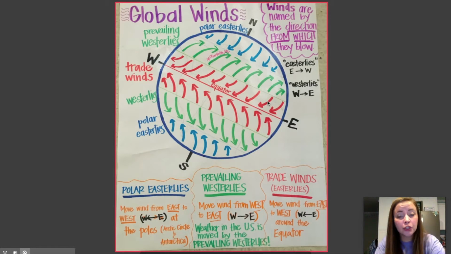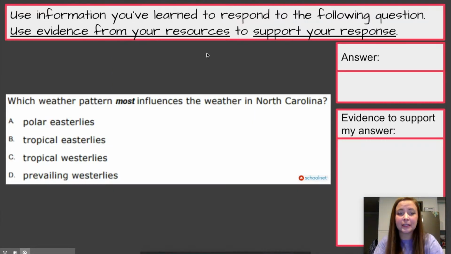But also, one of the things I want you to notice is those trade winds that are right above the equator. And they move from east to west, and those are going to be important to look at when we start talking about hurricanes. So we've got our trade winds that blow from east to west, but the ones that really impact our weather are those prevailing westerlies. They move from west to east because, remember, winds are named by the direction from which they blow. Since they're blowing from the west, they're the westerlies. And our weather here in the United States is moved by the prevailing westerlies.